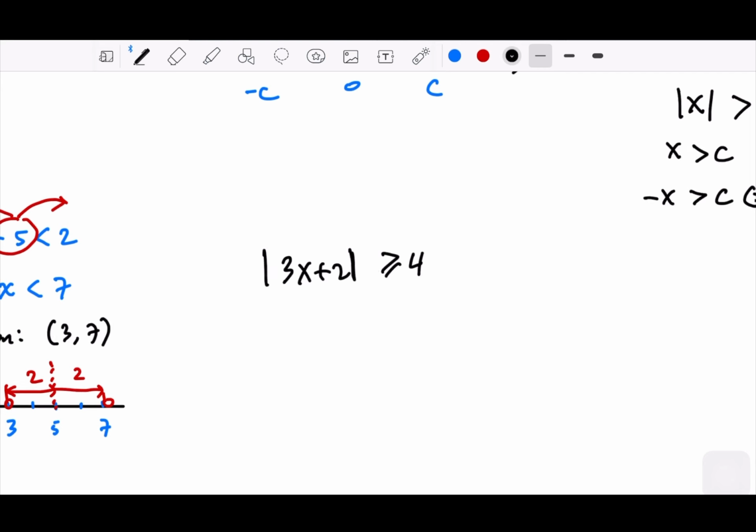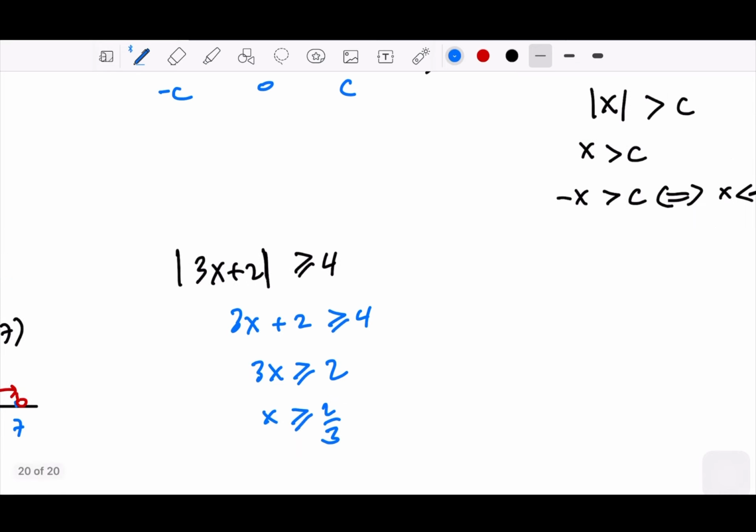So when we have this, we can make it into two ways. First is the positive. We can solve this first. And then we can make the negative form, or we could just write this 3x plus 2 less than or equal to negative 4. Okay.